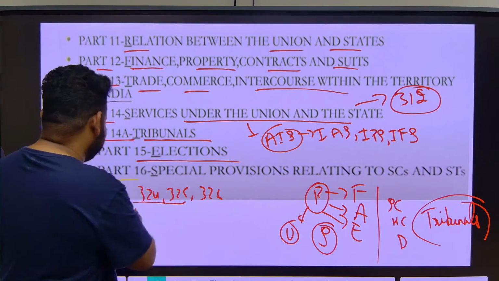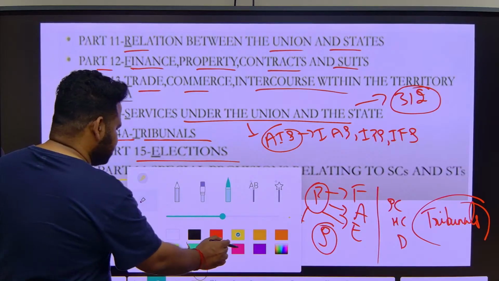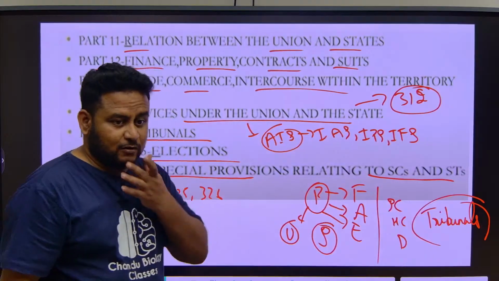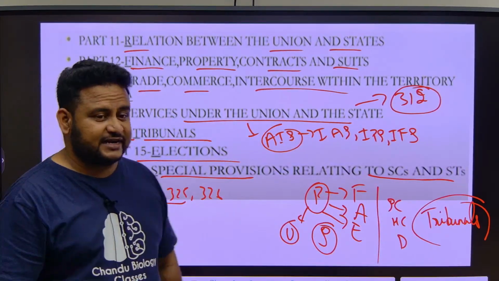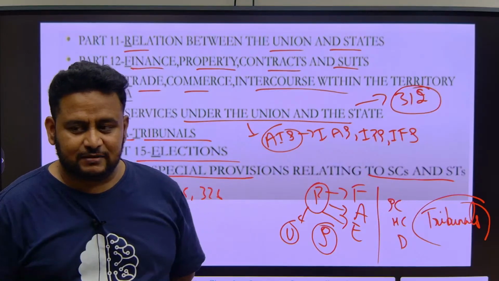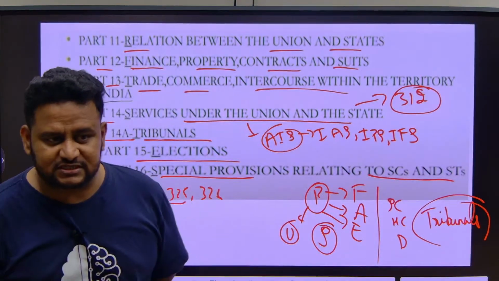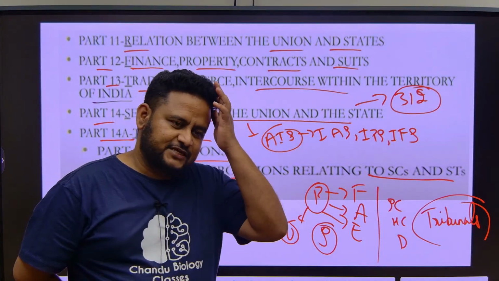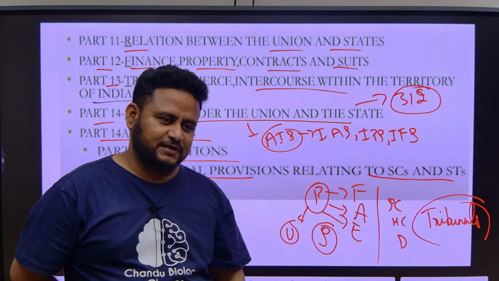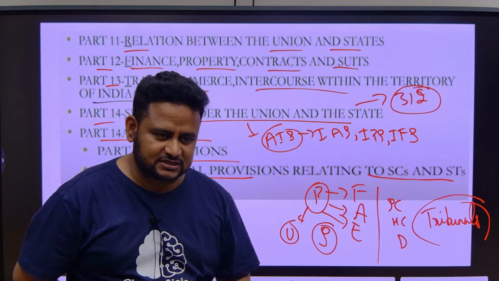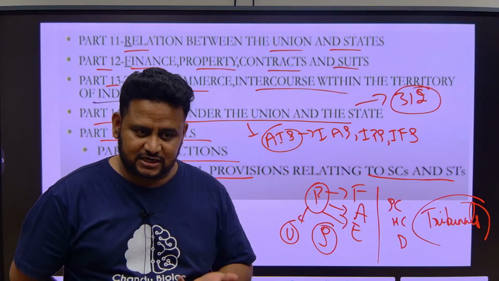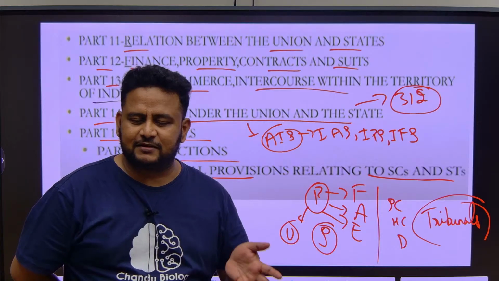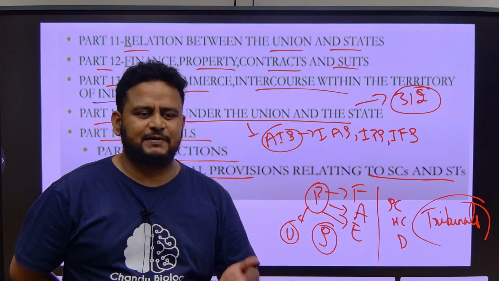So Part 16. Part 16 is talking about what? Part 16 is talking about special provisions relating to SCs and STs. Part 10 is talking about scheduled and tribal areas. Why special provisions for SCs and STs? Because they were subject to historical injustice like untouchability. They were not given access to public places, temples, or education. Because of that they stayed backward.